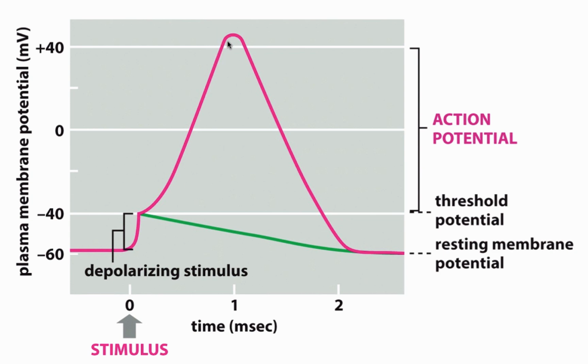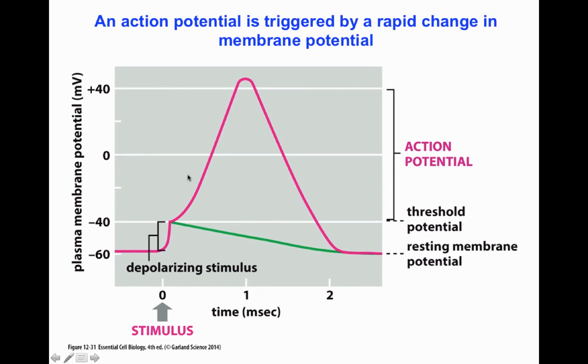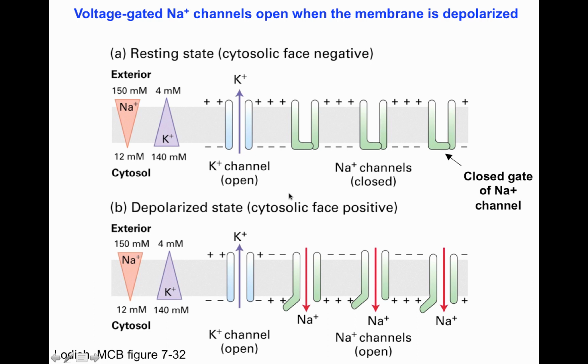We're going to see that rapid increase in membrane potential, which is called the action potential. And the action potential is generated by the depolarization signal given to the neuron cell. So let's see how that is happening inside the neuron cell.